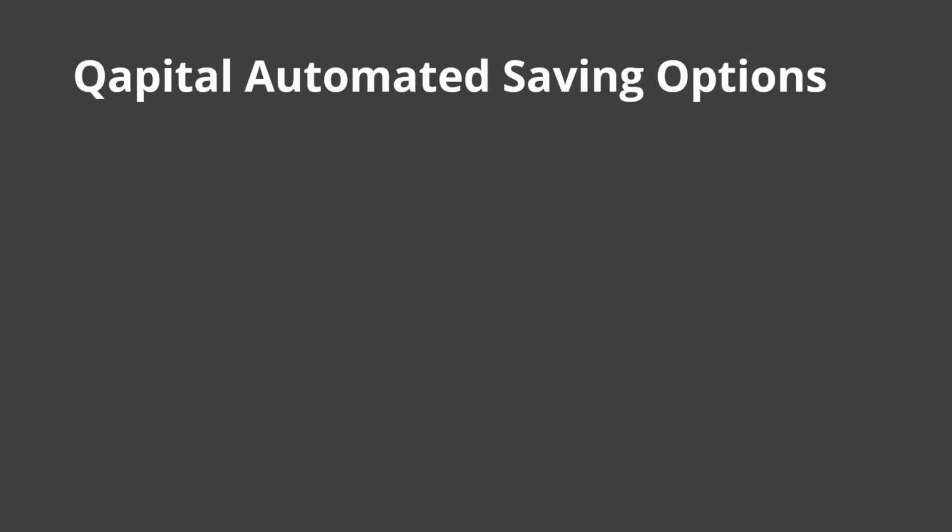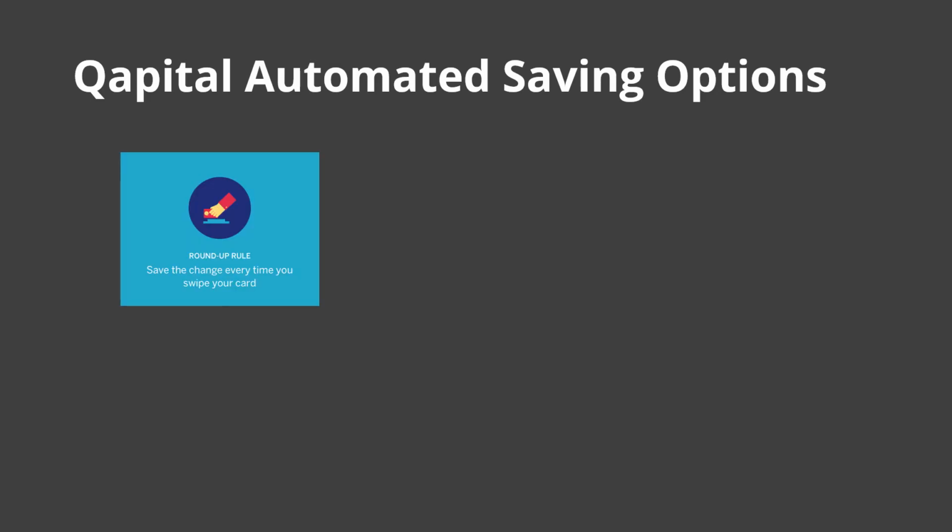Qapital kind of gives you 5 different ways in which you can automate your saving. The first one is the roundup rule, which is the easiest. What it'll do is every time you buy something, it'll round the amount up to the nearest $1 or $2 or $5, whatever it is that you set specifically.